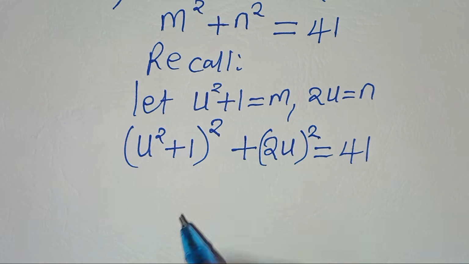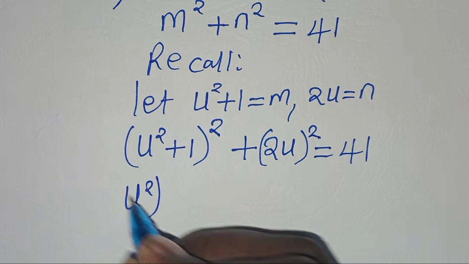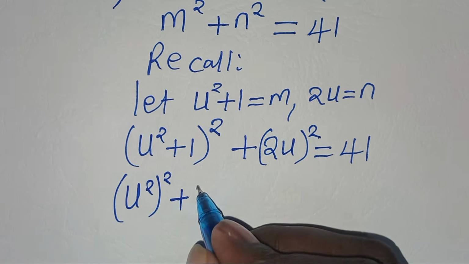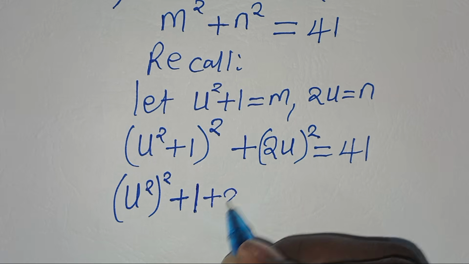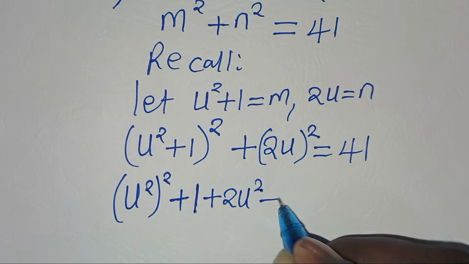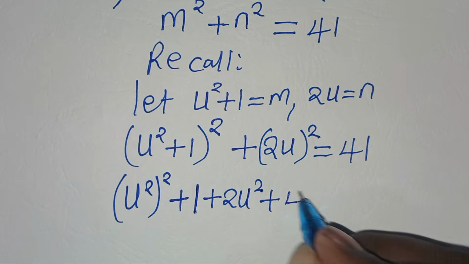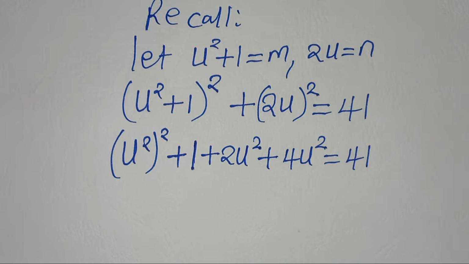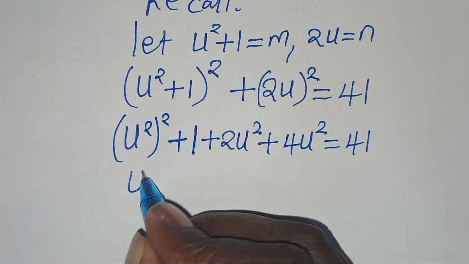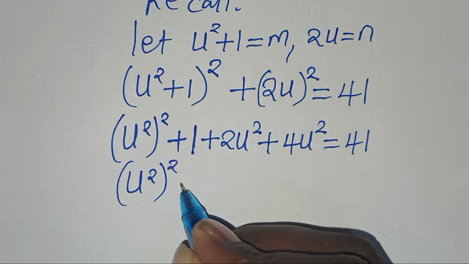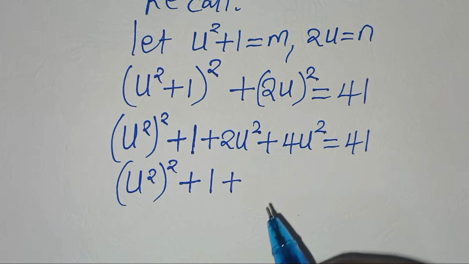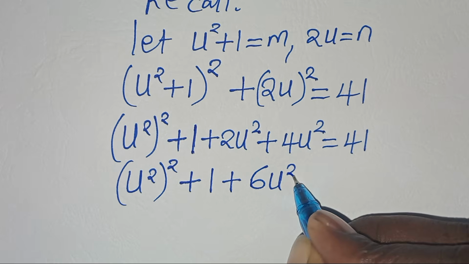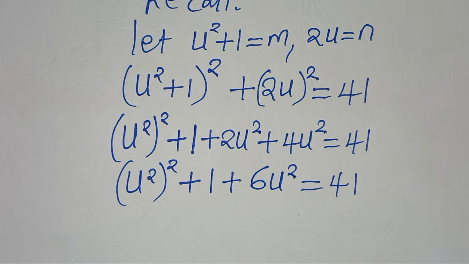Now, let's expand this. Here we have u to the power of 2 raised to the power of 2, then plus. Here we have 1 squared, which is 1. Then we have plus 2u squared, then plus 2u to the power of 2. This is 4u to the power of 2, and this is equal to 41. The next step is that we have u to the power of 2 raised to the power of 2, then plus 1, then plus 2u squared plus 4u squared. This is 6u to the power of 2. This is equal to 41.